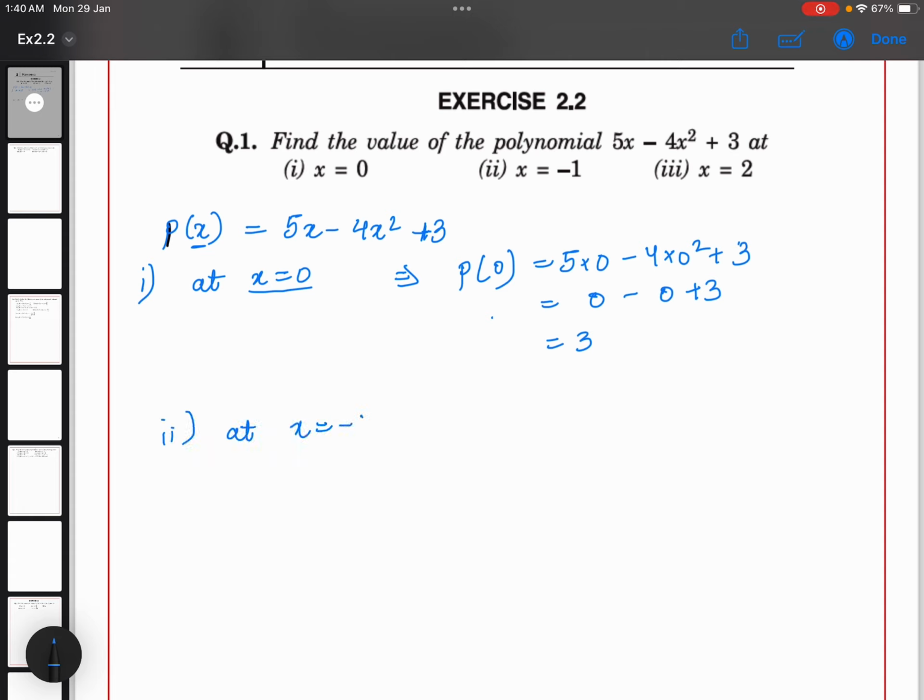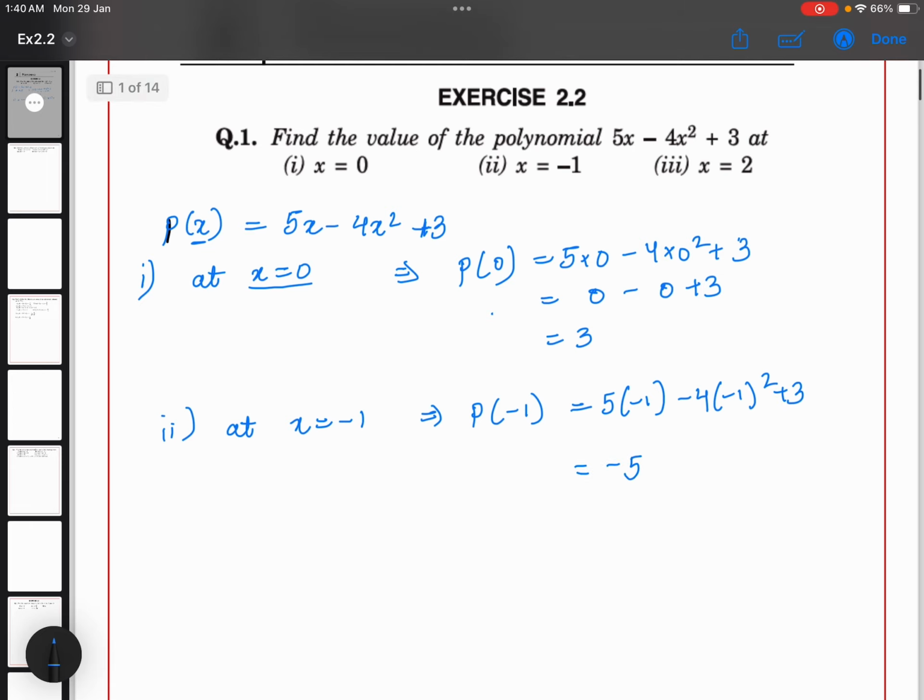Now similarly, we're asked to find for x equal to minus 1. So for p, now x should be replaced with minus 1. So you'll get this as 5 into minus 1 minus 4 into minus 1 whole thing square plus 3. So equal to minus 5 and minus 4, and minus 1 square shall give you 1, plus 3. So you'll be getting this as minus 5 minus 4 into 1 plus 3. So the answer for this will be minus 6.